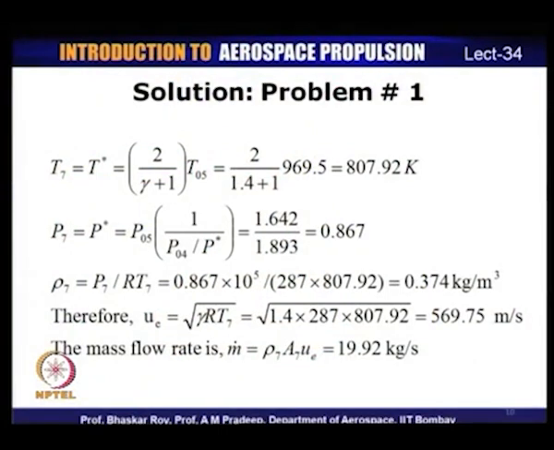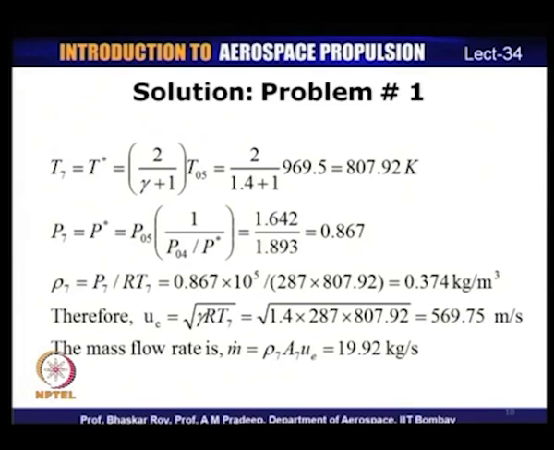So, T7, which is the exit temperature, is equal to T star, which is 2 by gamma plus 1 into T05, and T05 is known, it is fixed as 969.5 Kelvin. So, 2 by 1.4 plus 1 into 969.5. So, this comes out to be 807.92 Kelvin. So, T7, that is the exit static temperature, is equal to 807.92 Kelvin.